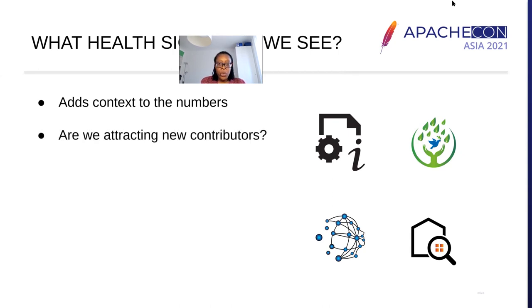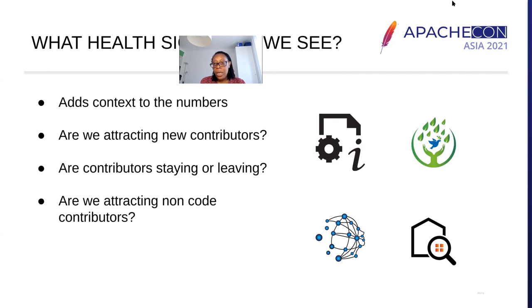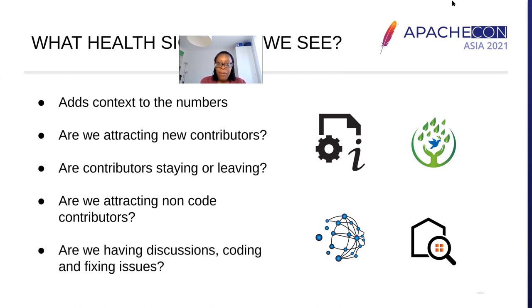Are we attracting new contributors? You can have a look. Are contributors staying or leaving? Have our mailing list statistics or interactions gone down because people are leaving? Have they gone up because we're working on bug fixing? Are we attracting non-coding contributors? So this is a way to give you some tools to try and identify these non-coding people. And also, are you just having general discussions on the mailing list, or coding and fixing the issues? These are some of the questions that can give you the signs of whether or not the community is healthy.